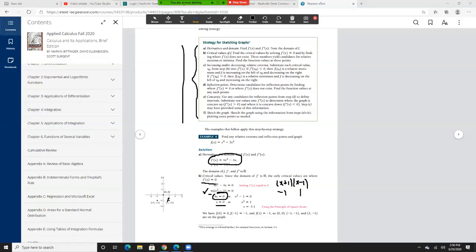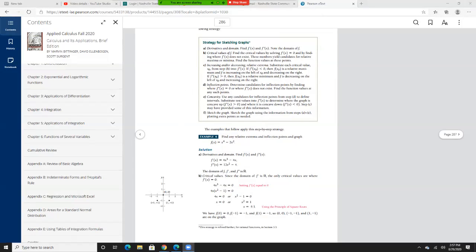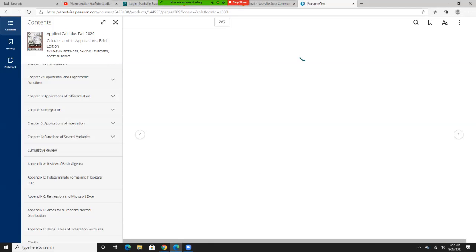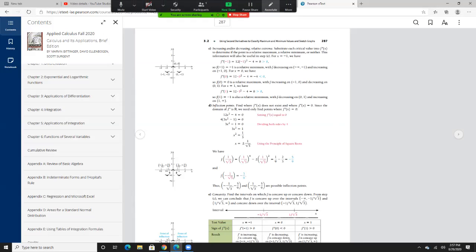And notice that they went ahead and plotted those points. How did they get the y values? Well, they just took the x values and put those into the position equation here. They just plugged in 0, 1, and negative 1, and they figured out the y values, and they were able to plot those 3 points. So let's go to the second part. And again, we're just working our way down through the table.